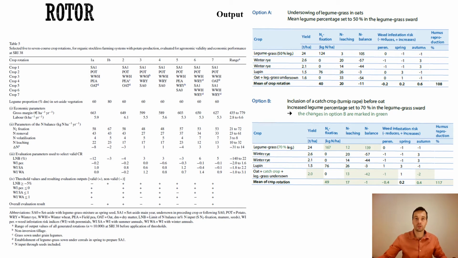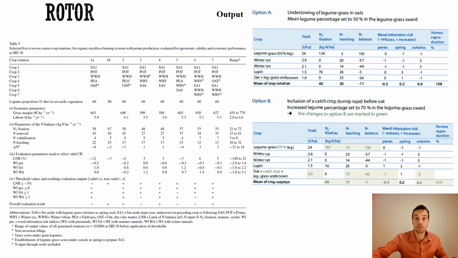The output includes description of proposed crop sequence and recommended production activities for each crop in rotation, yield, nitrogen fixation, leaching, removal and nitrogen balance, humus reproduction, weed infestation risks for different groups of weeds depending on soil and farming. You can assess contribution of each crop in rotation as well as performance of rotation cycle in general.